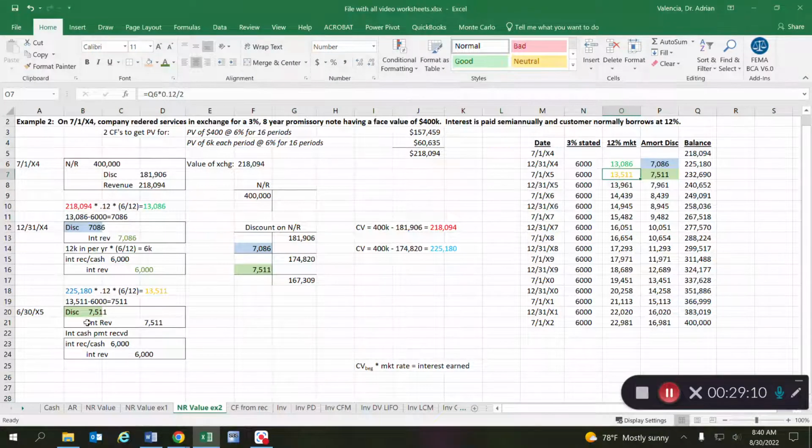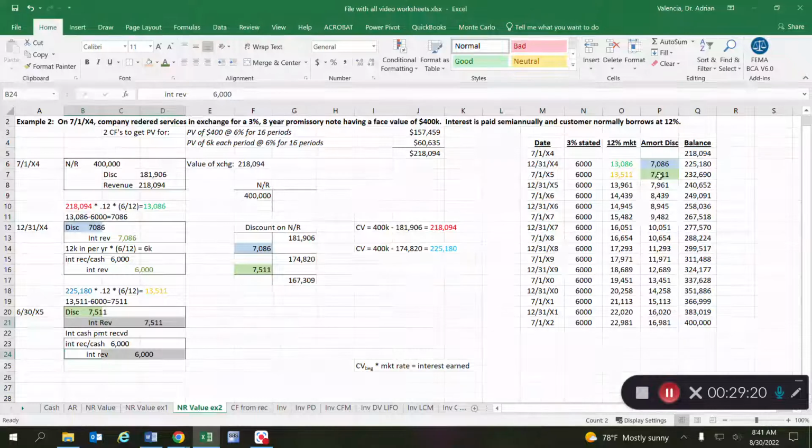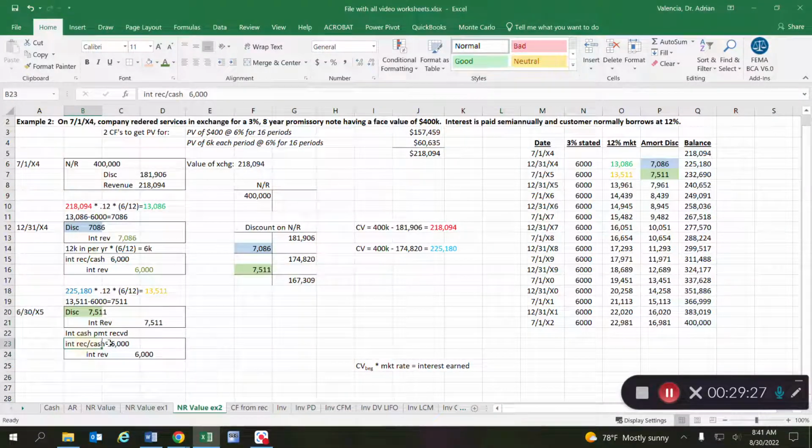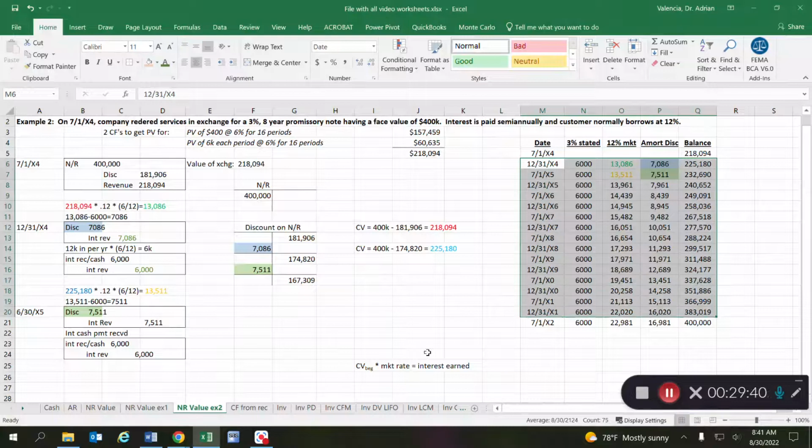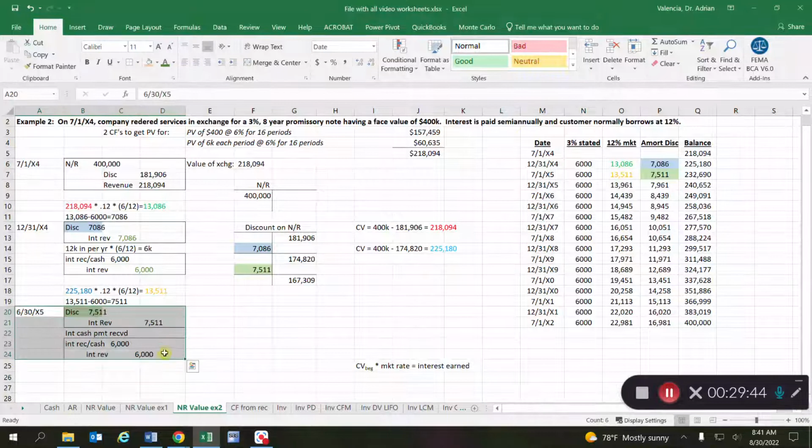So again, we'll recognize 13,511 of interest revenue, and then we'll reduce the discount for the amount of amortization that we see right here on the amortization schedule. And it's basically the difference between whatever you're recognizing in interest revenue minus 6,000, because that's what you're receiving in cash. And this will continue every 6 months until you reach the last adjustment. So when you do the last adjustment, it'll look like this, except the numbers will be different.